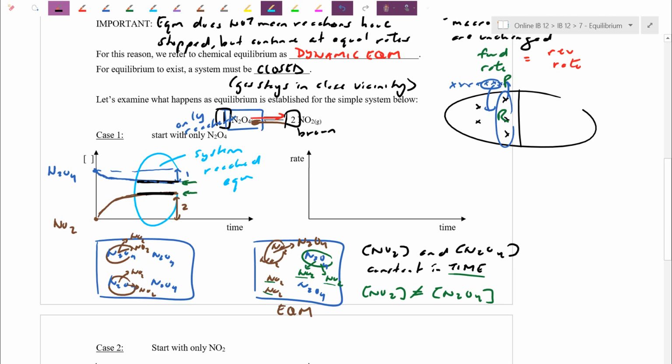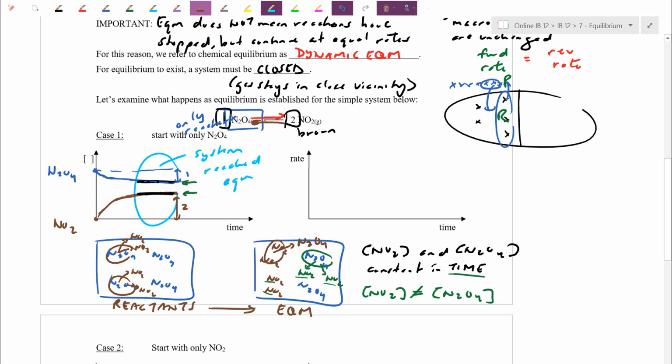The concentrations don't have to equal each other. They just have to remain fixed in time, right? So in this case, I mentioned it's the NO2, that's this brown coloration. We started off with a colorless container. This was just reactants only. And basically what ends up happening is the reactants hit equilibrium.